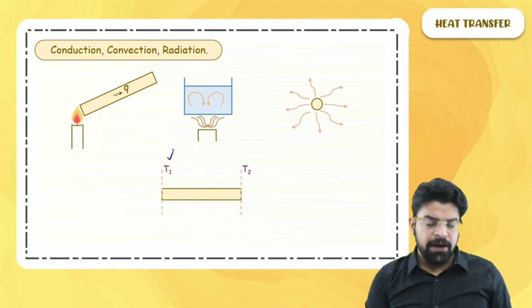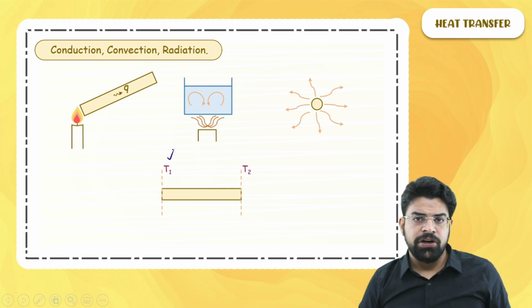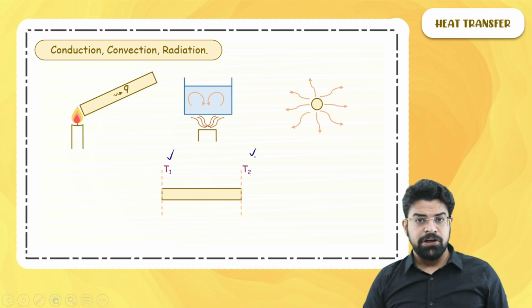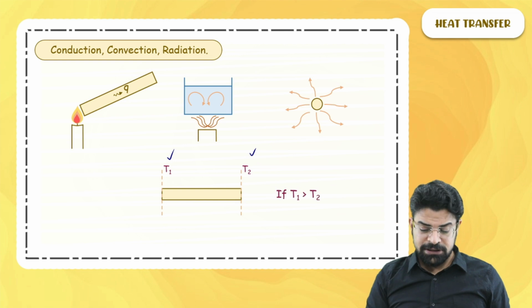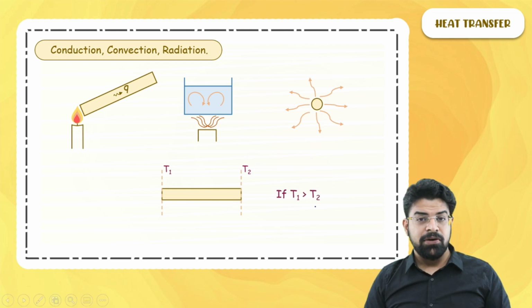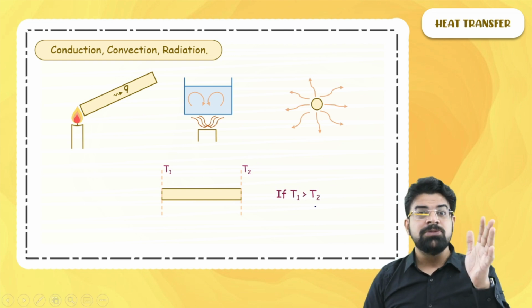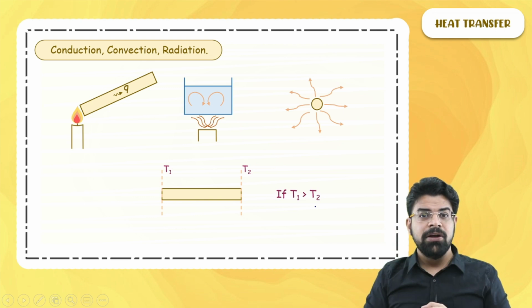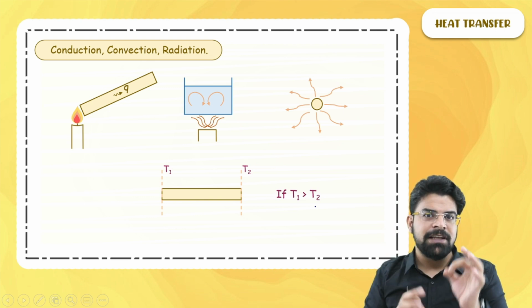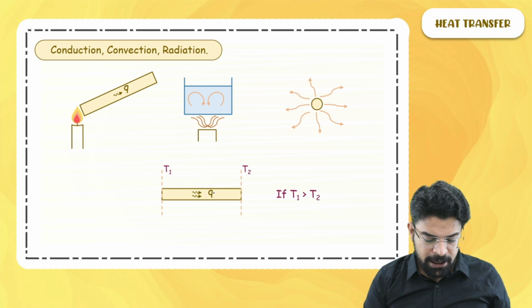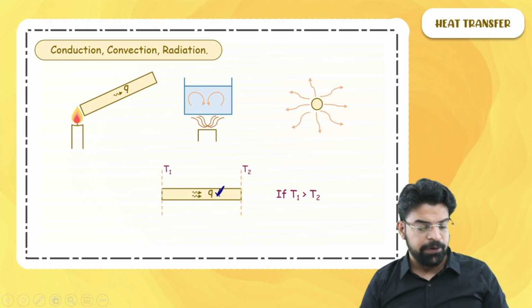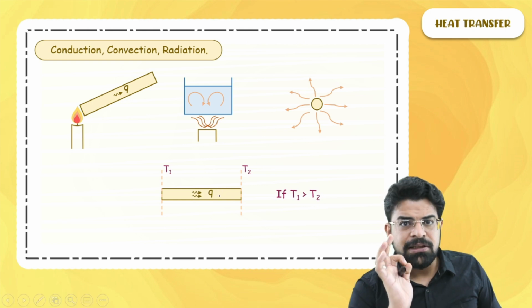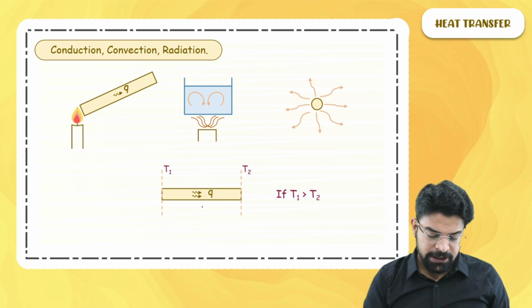If the left end of the rod is maintained at temperature T1 and the right end at temperature T2, and T1 is greater than T2, this means that the temperature on the left end is more than the temperature on the right end. Because of this temperature difference, the heat will flow from higher temperature towards the lower temperature. Let's say this rate of heat flow is given as Q.